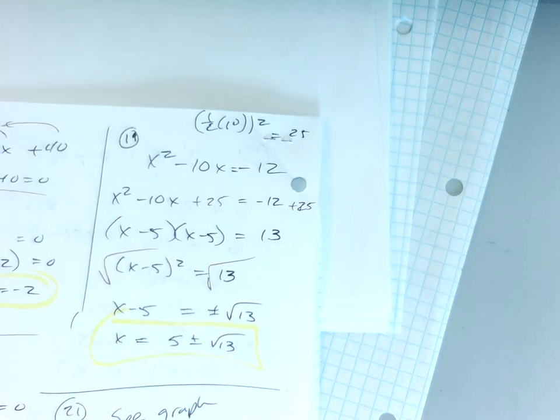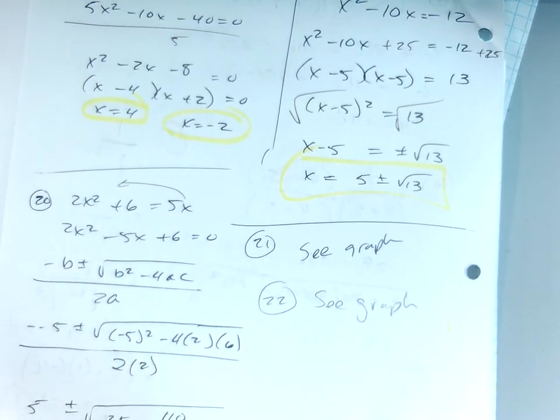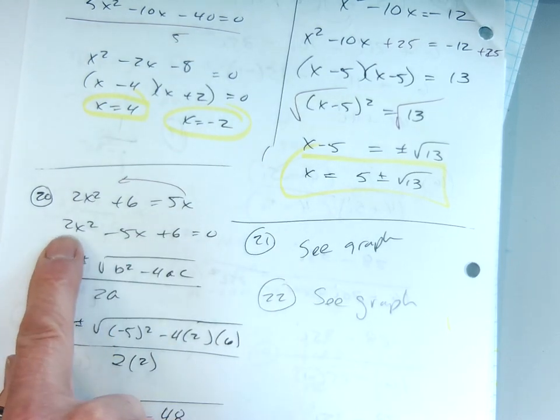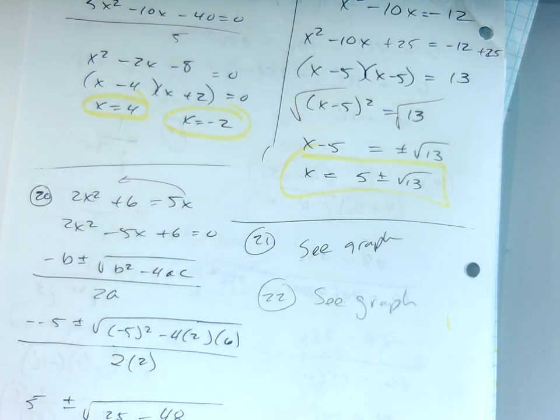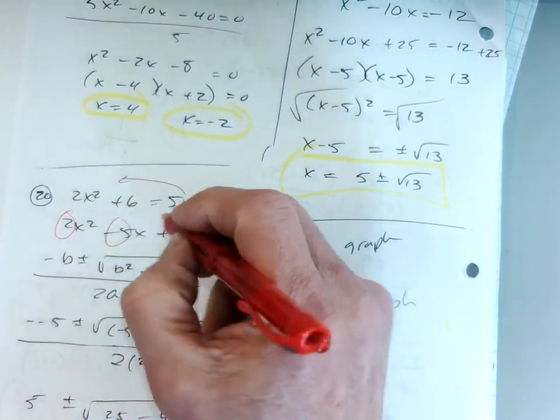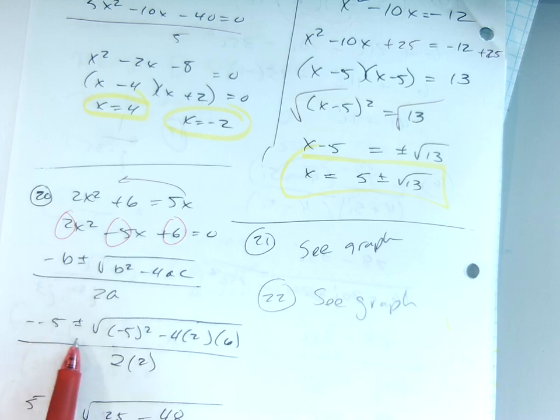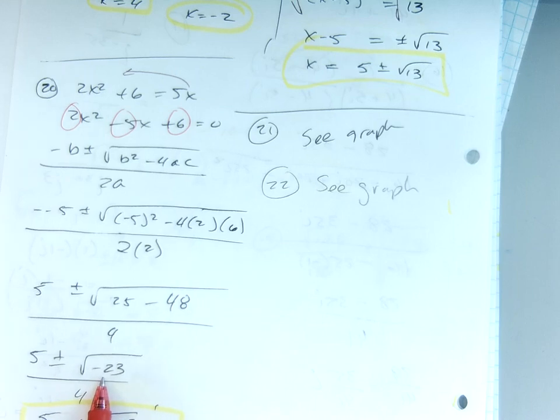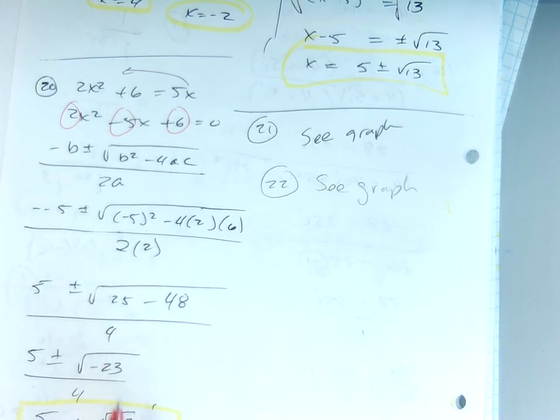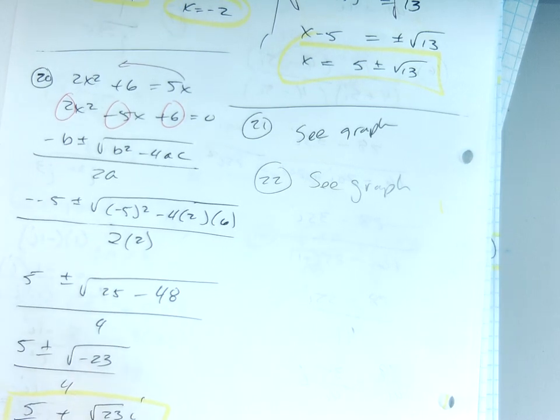Okay. 20, by the quadratic formula, so I brought 5x over. Here's my a, b, c for the quadratic formula. So here's my quadratic formula: minus b, negative 5, plus or minus the square root of negative 5 squared, minus 4 times a, which is 2, times c, which is 6, all over 2 times 2, which is a. And then I simplified it down to the square root of negative 23, and that can't be done, so I'm going to have an i, so I'm going to have 5 fourths plus or minus the square root of 23 i over 4, okay?